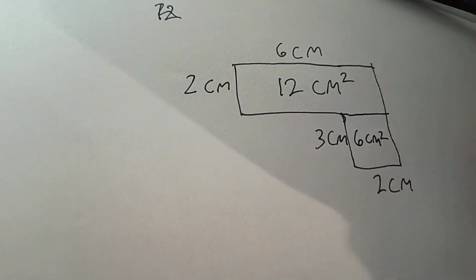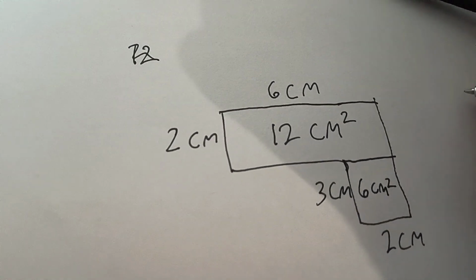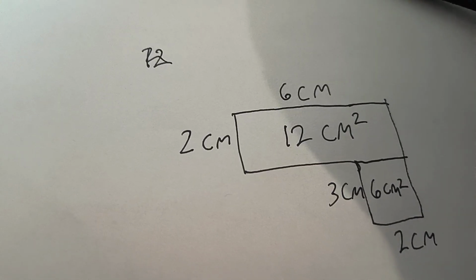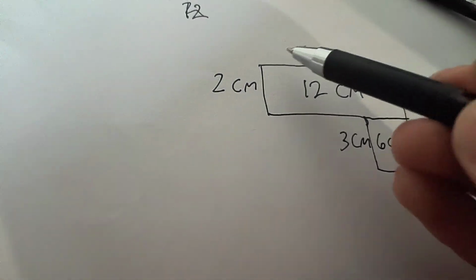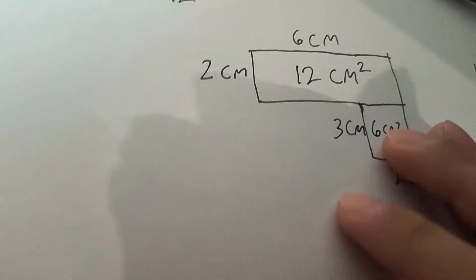And then we just add them up together. We add this area with this area to find the total area of the shape. And that would be 12 plus 6, which is 18 square centimeters. So the area of this whole shape is 18 square centimeters.